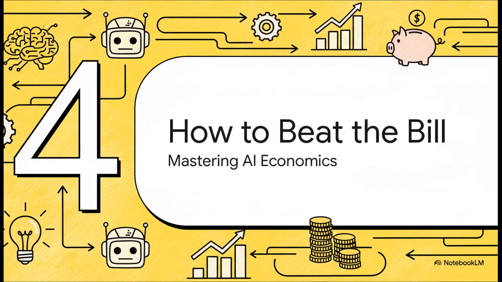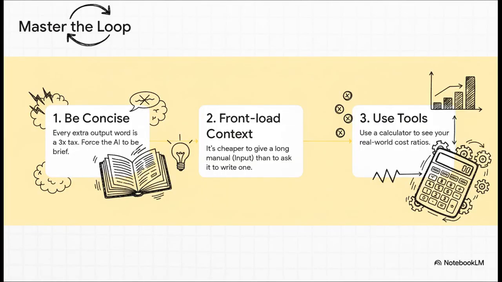So, okay, now that we've cracked the mystery, how do we actually use this knowledge to our advantage and build more efficiently? Okay, here are 3 really actionable strategies. First, be concise. Seriously, force the AI to give you shorter answers because every single output word has that heavy tax on it. Second, front-load your context. It is way cheaper to give the model a 10-page document to read as input than it is to ask it to write a 10-page document as output. And finally, use tools like token calculators to see these cost ratios in the real world before you build.